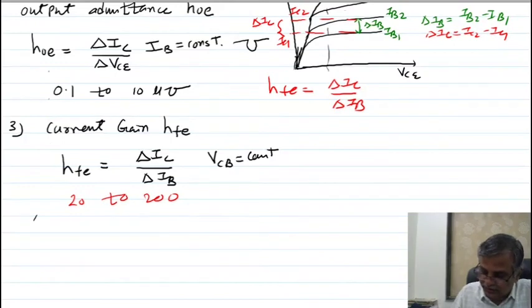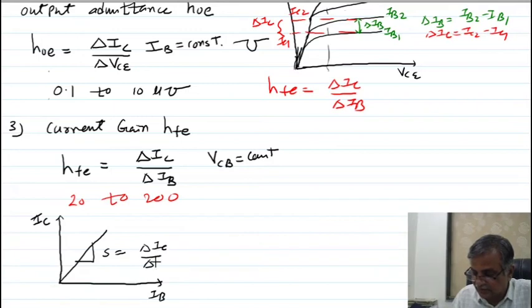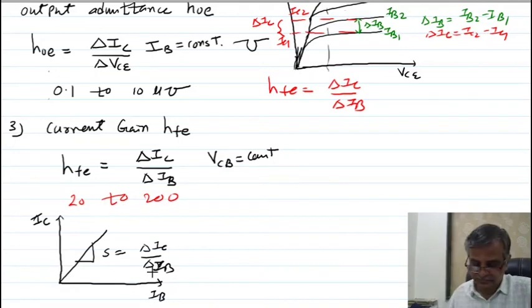You can obtain the same parameter hfe by plotting the graph of IC versus IB. From this you find the slope. Slope is nothing but delta IC upon delta IB. In this way also you can calculate the current gain hfe for common emitter.